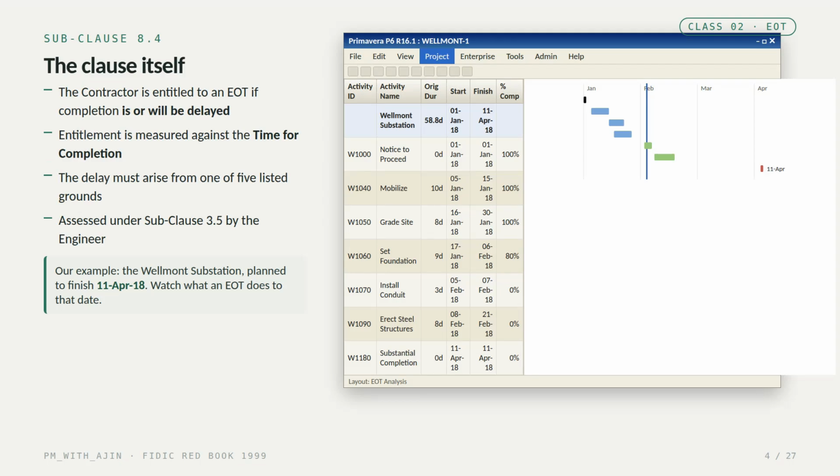Now the clause itself, subclause 8.4. The contractor is entitled to an extension if completion is, or will be, delayed by one of 5 listed causes. Entitlement is measured against the time for completion, and it's assessed by the engineer under subclause 3.5. Throughout this class, I'll use one example project, the Wellmont substation, planned to finish on the 11th of April. Keep an eye on that date, because we're going to watch an extension move it.